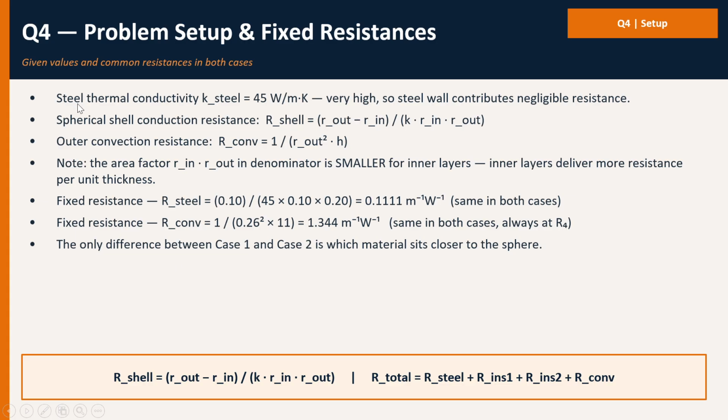In this slide, we have just written the given things. The spherical shell conduction resistance R shell equals R out minus R in, divided by K times R in times R out. The outer convection resistance R con equals 1 divided by R out squared times H. Now we have the fixed resistance R steel and the fixed resistance R convection also. These are the two main formulas used here.